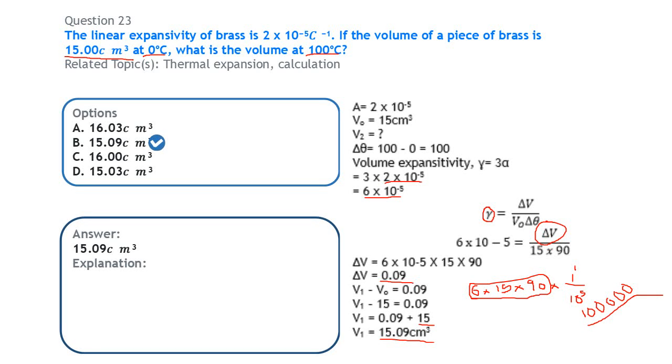So continuing from here, we can cross multiply these values that I have here. Just leave this as it is and cross multiply this. So I'm going to have 6 times 10 raised to the power minus 5 times 15 times 100.